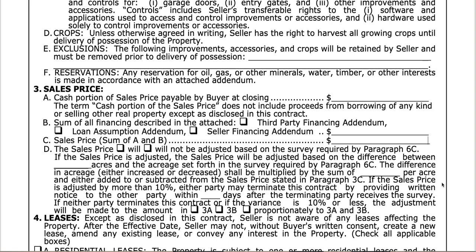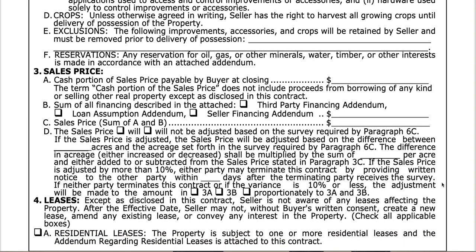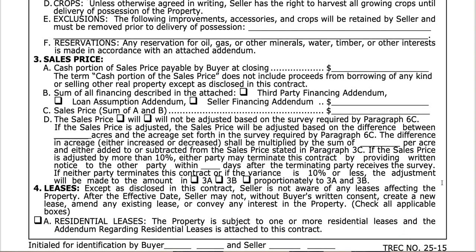If the sales price is adjusted by more than 10%, either party may terminate this contract by providing written notice to the other party within blank days after the terminating party receives the survey. If neither party terminates this contract, or if the variance is 10% or less, the adjustment will be made to the amount in 3A, 3B, or proportionally to 3A, 3B.